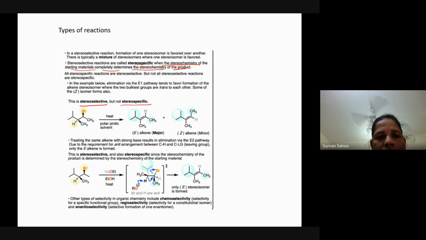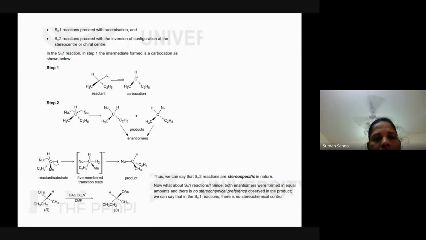So just see this reaction. This is an elimination reaction. Here you get an E alkene as the major product, but also you get some Z alkene. So here this is a stereoselective reaction, not a stereospecific reaction. But in some cases you would get stereospecific reactions also.